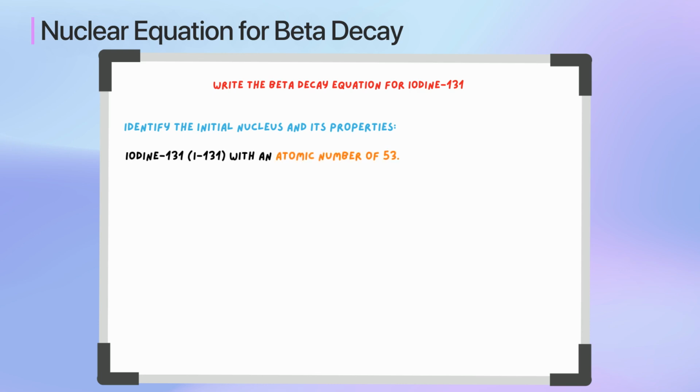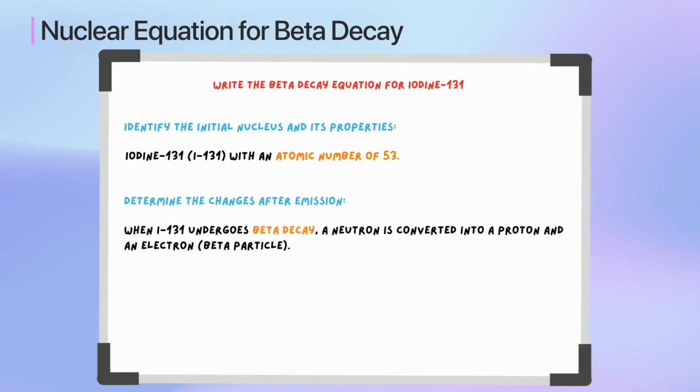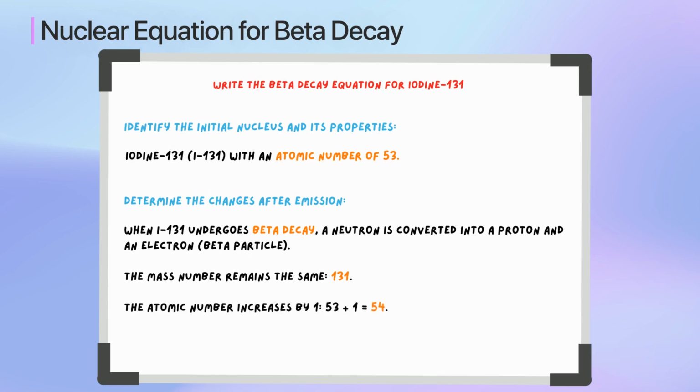We need to write the beta decay equation for iodine-131. As previously, we first identify the initial nucleus and its properties, which is iodine-131 with an atomic number of 53. Next, we determine the changes after emission. When iodine-131 undergoes beta decay, a neutron is converted into a proton and an electron, the beta particle. Therefore, the mass number remains the same at 131, but the atomic number increases by 1 from 53 to 54.